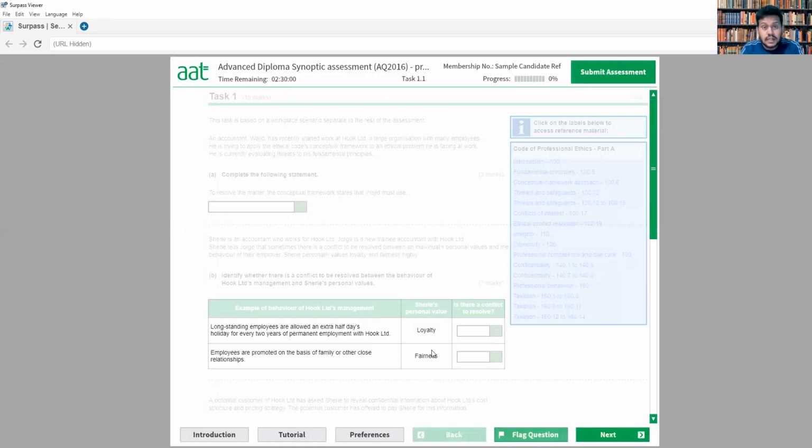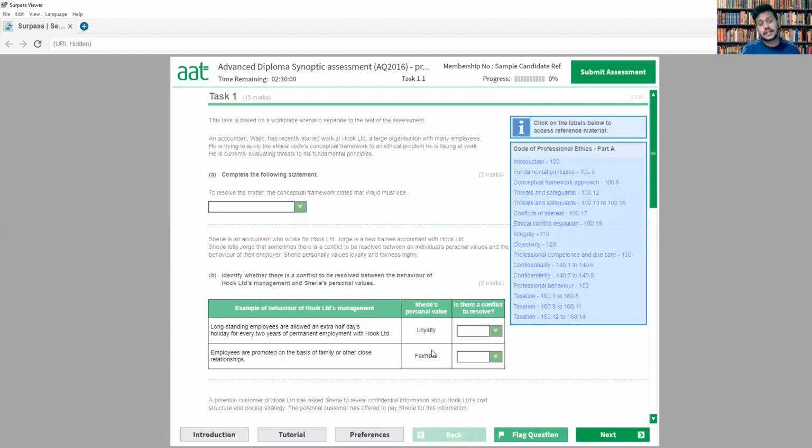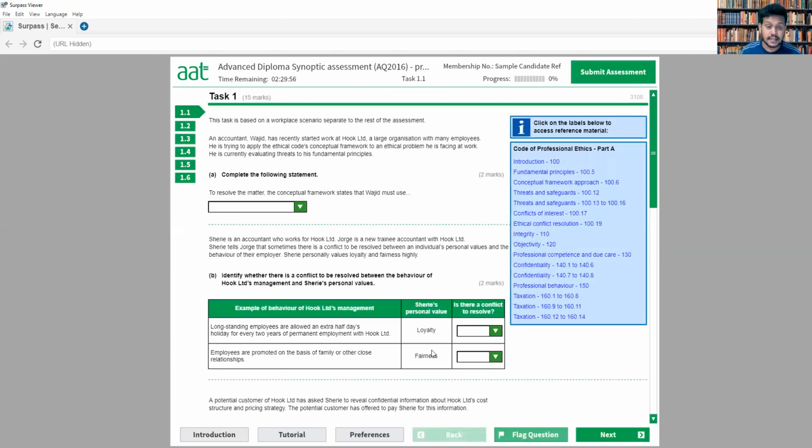The first one, task number 1, obviously this question will be from ethics. A little bit of calculation will be here, but that will be linked to the ethics. So let's have a look at what we have here. They are saying this task is based on a workplace scenario separate to the rest of the assessment.